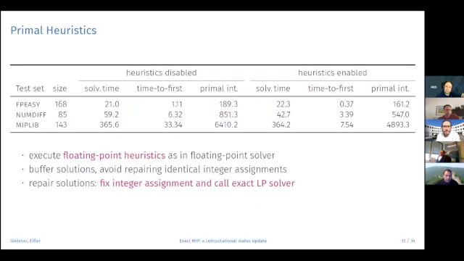What's the impact of this? So here you see without heuristics on the left and with heuristics enabled on the right. Solving time impact is not so great, but that's also not so surprising. We know also from floating point literature that primal heuristics don't affect time to optimality that drastically. But where we have significant improvements are time to first solution and the primal integral, which is affected, of course, by the time to the first solution.